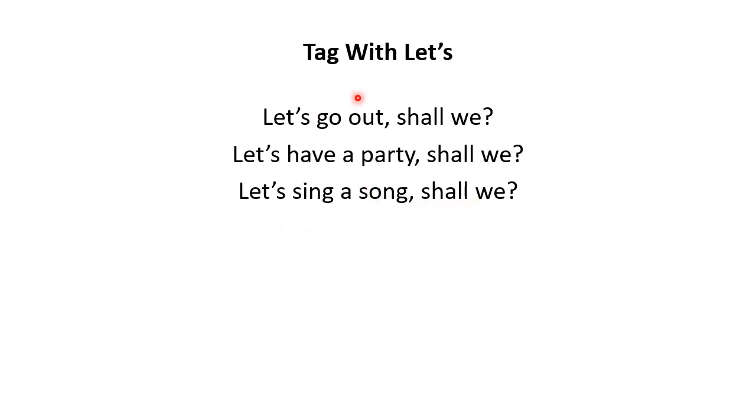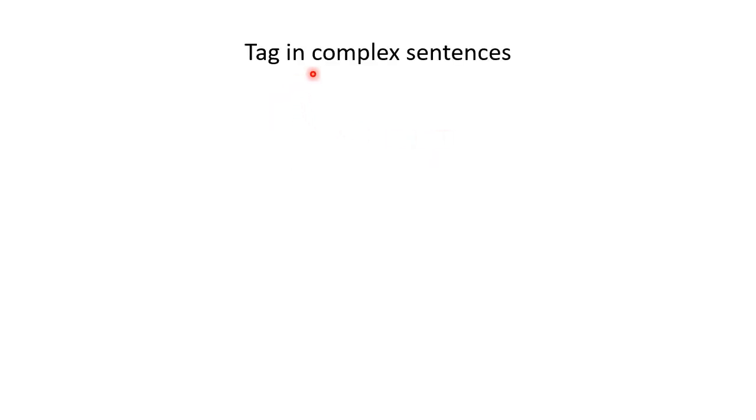In this way, the tag of the sentence with let's is shall we. We need to remember like that. So sometimes tag in complex sentences, the sentences that contain more than one clause, at that time it is a little bit confusing.